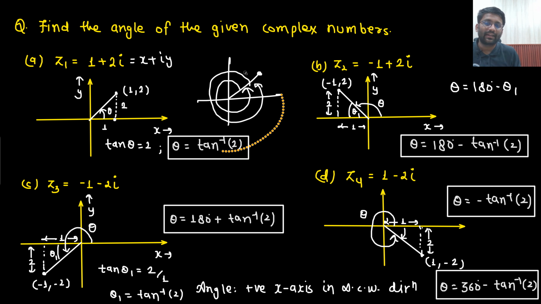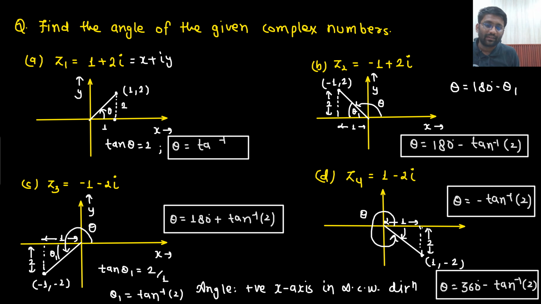So if here the answer was tan inverse 2, then the other answer could have been written as tan inverse 2 plus 360 degree as well. Both are the same thing. Plus 720 degree as well. Both are the same thing. Or minus 360 degree as well. Both are the same thing. Minus 720 degree as well.